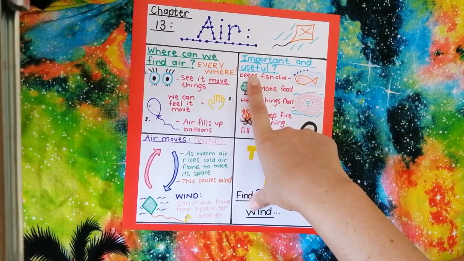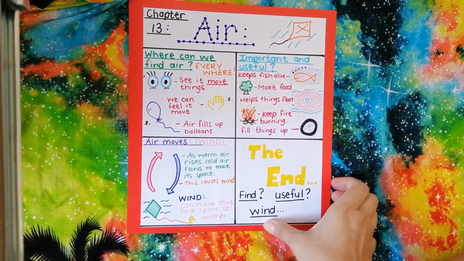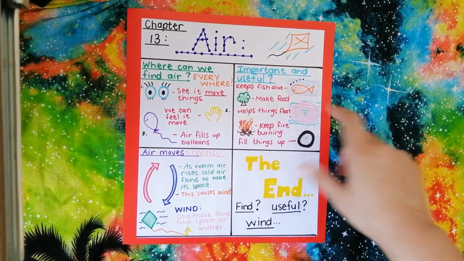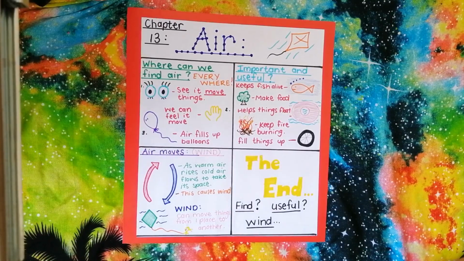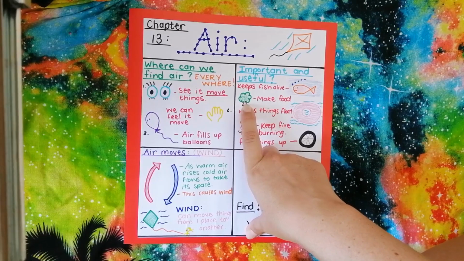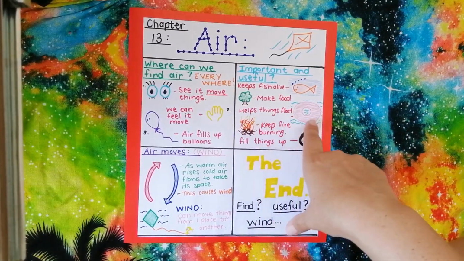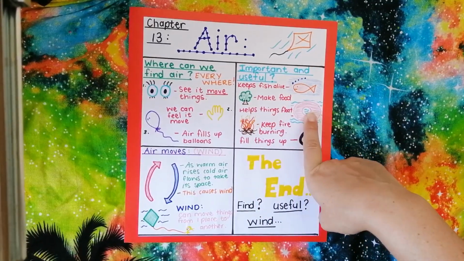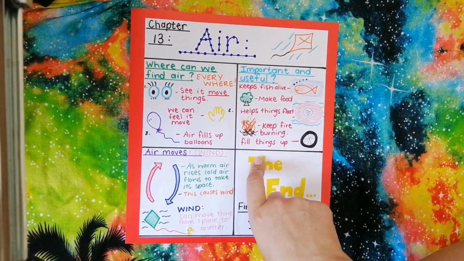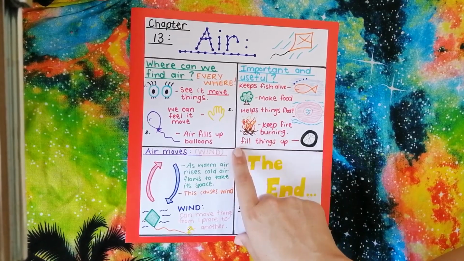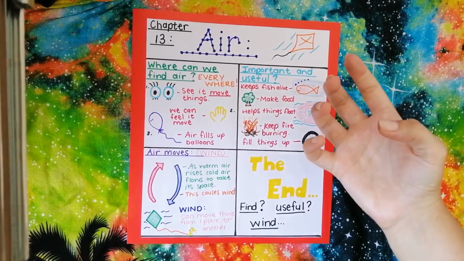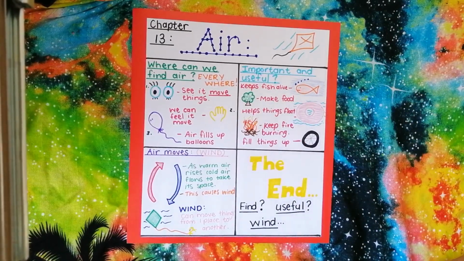How is it important and useful? Well, it keeps fish alive underneath the water. Fish get oxygen from the water. It also keeps humans alive by allowing us to breathe. The trees need it to make food. It helps things to float. Air helps things to float. And air allows fire to keep burning. And lastly, air fills things up, like our motorbike tires. When it is hard, it allows it to roll better.